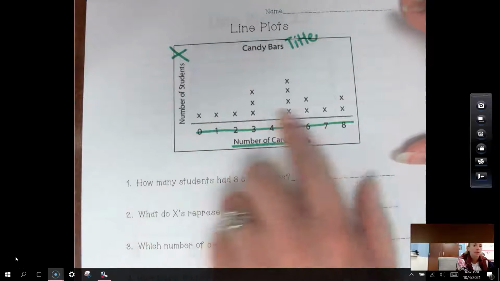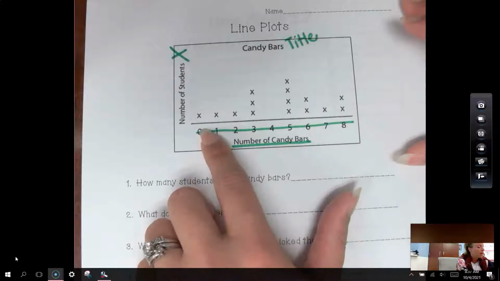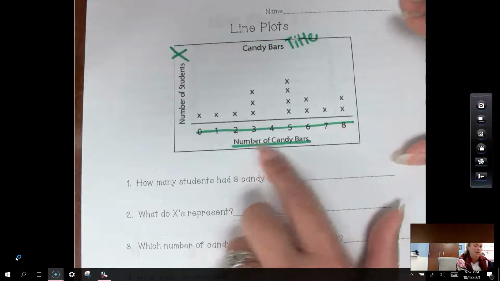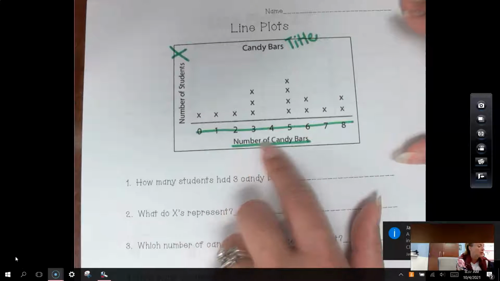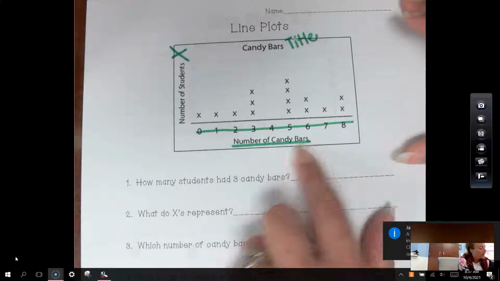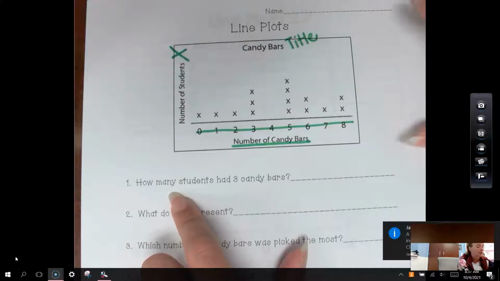So, X's represent people or things. The numbers represent whatever is listed here. So in this case, it's the number of candy bars. All right, let's go ahead and read our questions.